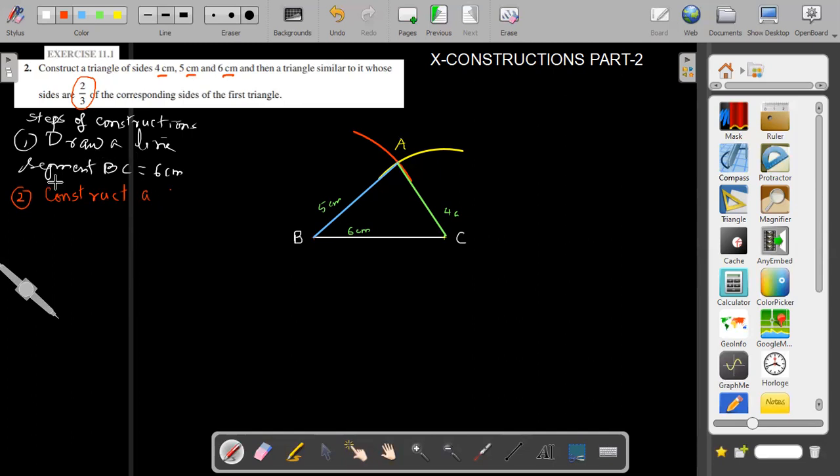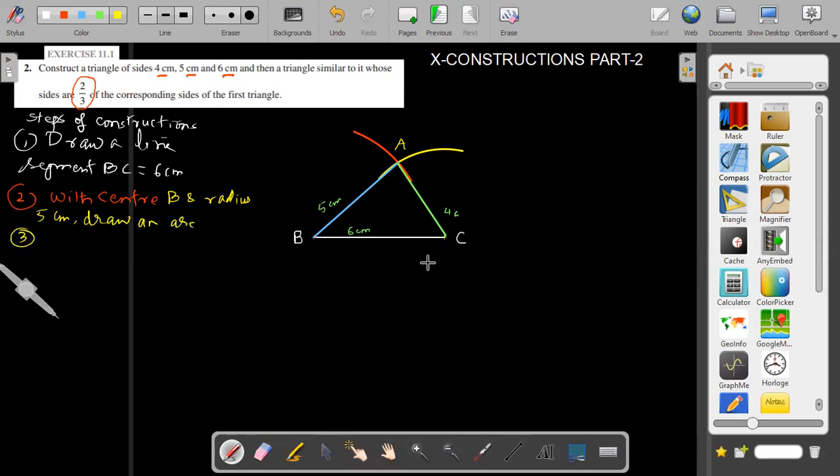So construct, we have drawn a line BC. Then you can write: with center B and radius 5 centimeters, draw an arc.